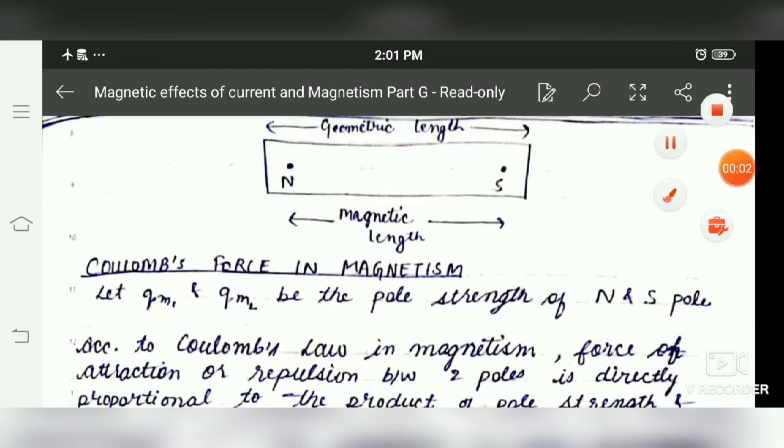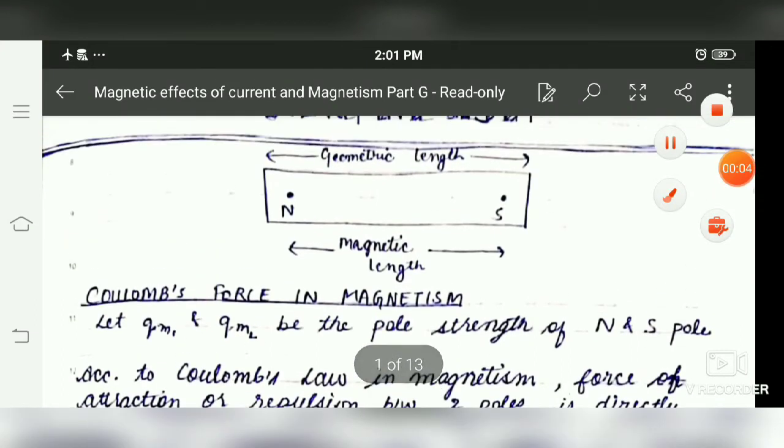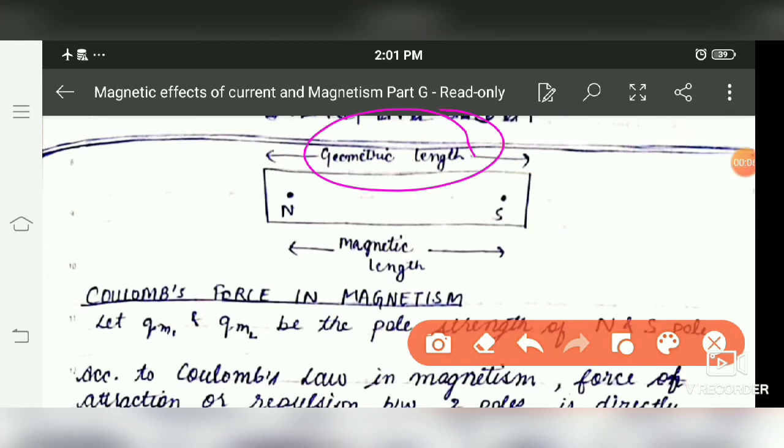In this video we will learn the difference between geometric and magnetic length. These are the north and south poles of the magnet, and the north and south poles do not lie exactly at the ends; they lie somewhat at a distance from the ends. So this is the magnetic length and this complete one is the geometric length. So geometric length is more than the magnetic length.